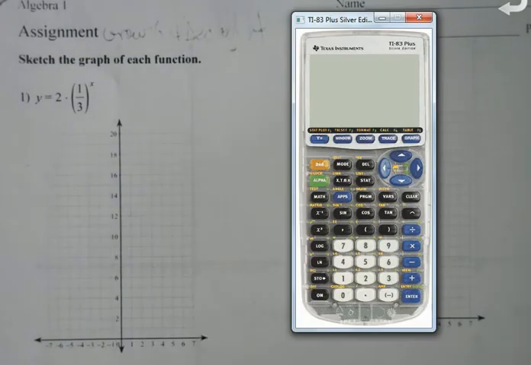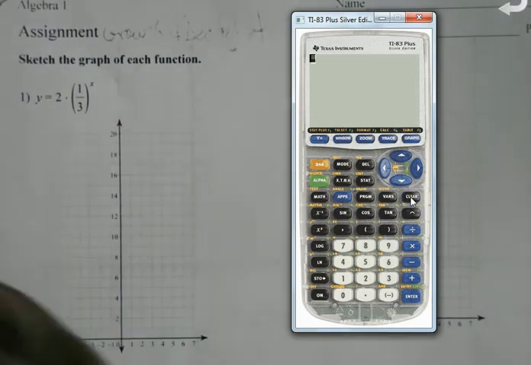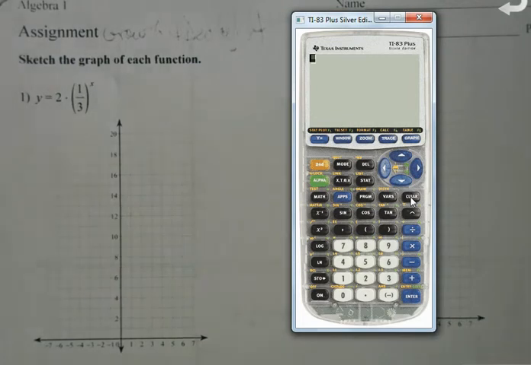So let me pull the calculator up here, clear things out. So here's my deal. The first one I'm going to do strictly using the calculator. The second one I'm going to show you what you can do, for instance, if you didn't have a graphing calculator at your disposal. So y equals, we'll go ahead and get that in.